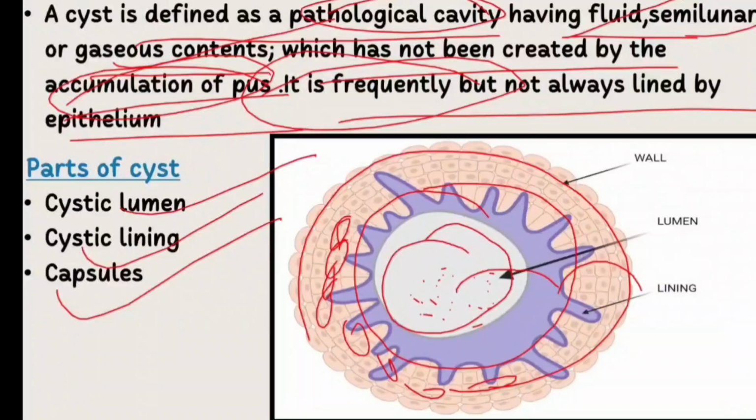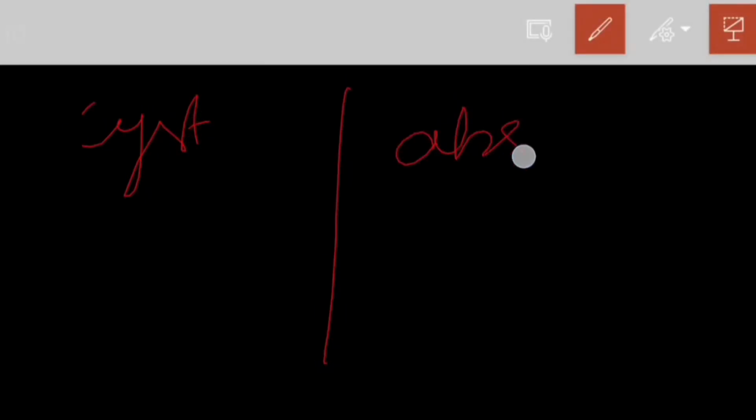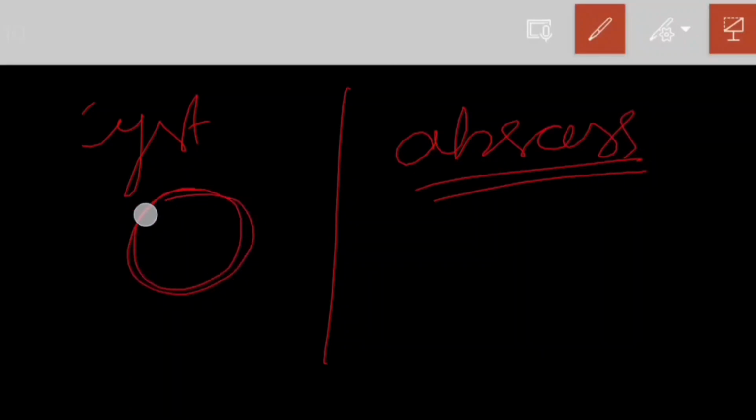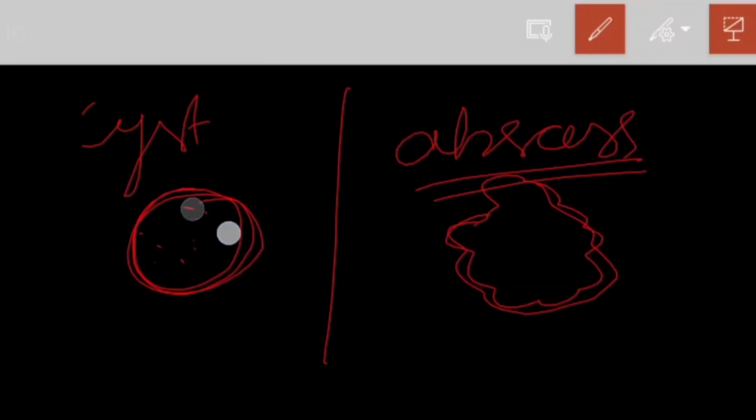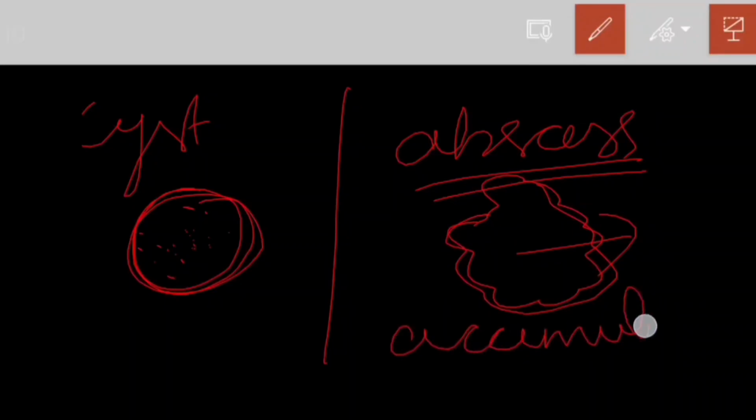I hope now you understand the definition of a cyst. Now I will tell the difference between the cyst and the abscess. A cyst has a well-defined border, while an abscess has an ill-defined border. It looks like this. A cyst contains either gaseous or semifluid or fluid content. But in abscess, there is an accumulation of the pus. I hope now you understand the cyst and the abscess difference.